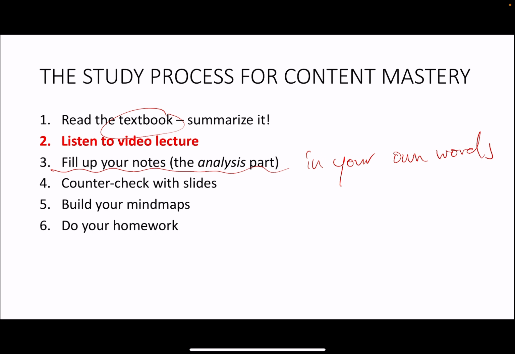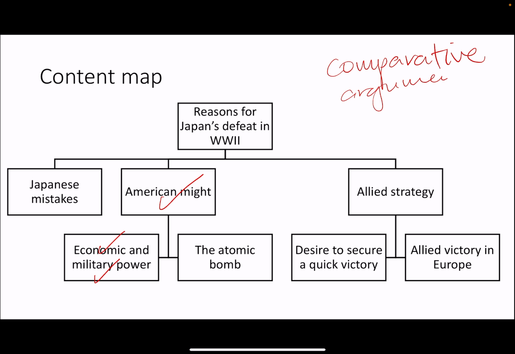Okay, so let's go. So today what we are looking at, we have already done this. We have talked about economic and military power. Why am I emphasizing this? Because remember, we were talking about making a comparative argument. And remember, we are talking about how Japan lost the war. Japan lost the war means the USA beat Japan because of two things: one, economic strength, two, military strength.